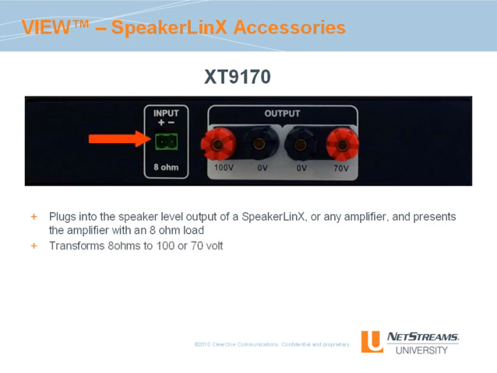The 8 ohm output on the SpeakerLinks feeds into the XT9170, where it is transformed into a 70 or 100 volt signal. This allows the SpeakerLinks to continue to act as the zone's decoder, but output to the 70 or 100 volt speakers. It is rated to handle up to 200 watts at 8 ohms, so it will work with the SpeakerLinks or the more powerful AMP2200.